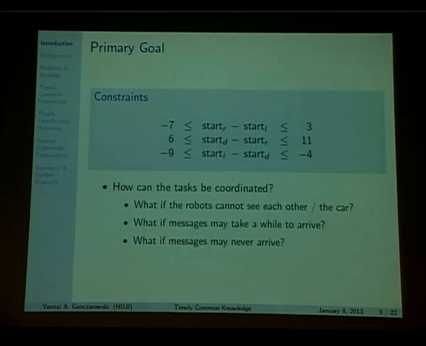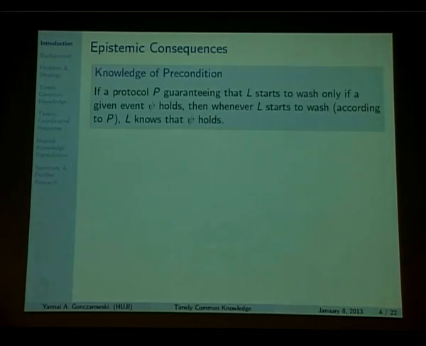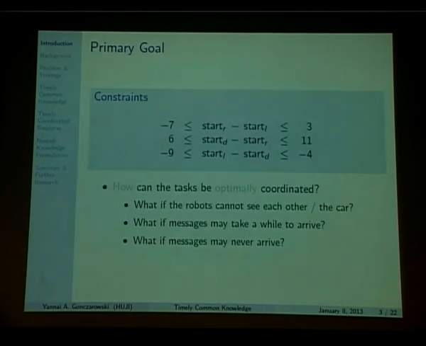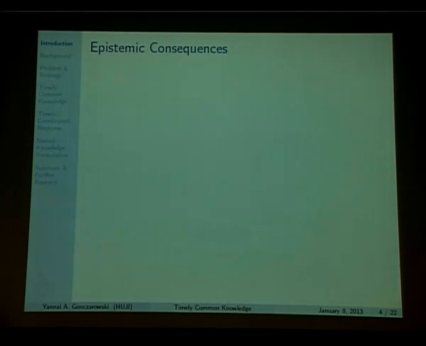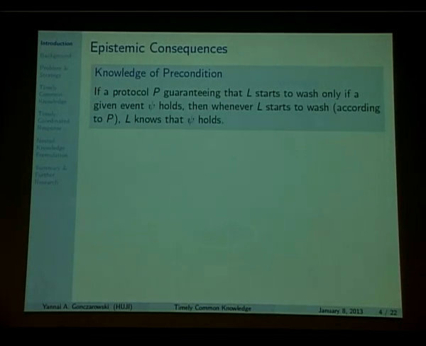So our question is, how can these tasks be coordinated? How can these tasks be optimally coordinated? And even, can these tasks be coordinated? So let's talk a little bit about the epistemic consequences of the problem. That's why we're here, after all.